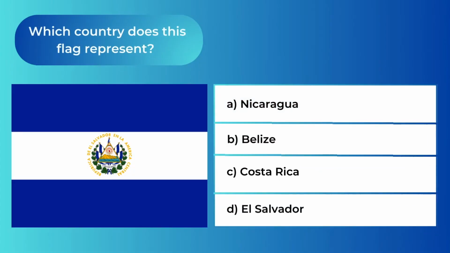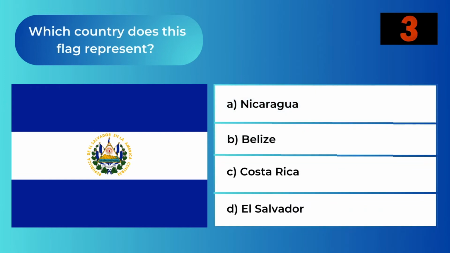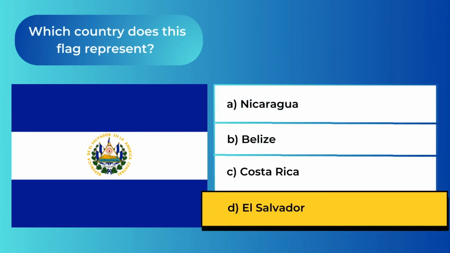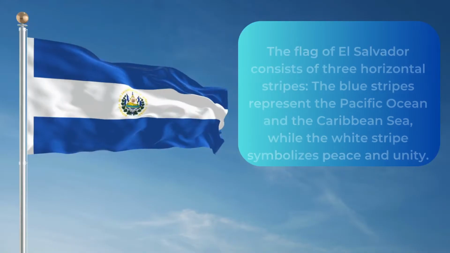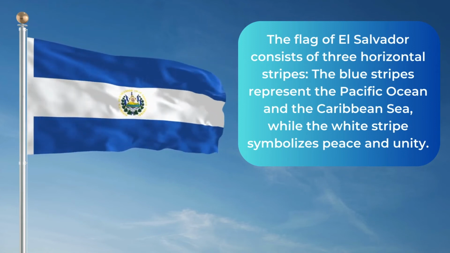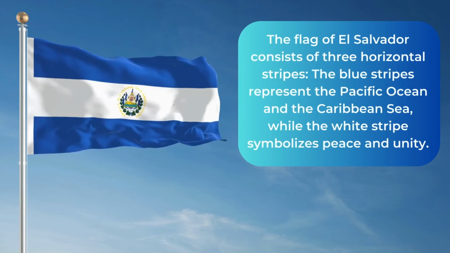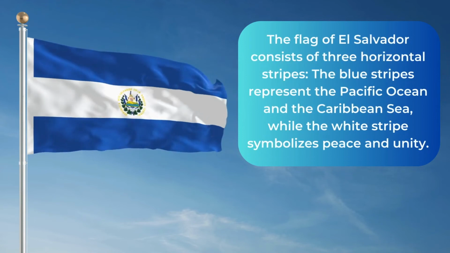Which country does this flag represent? The answer is D, El Salvador. The flag of El Salvador consists of three horizontal stripes. The blue stripes represent the Pacific Ocean and the Caribbean Sea, while the white stripe symbolizes peace and unity.